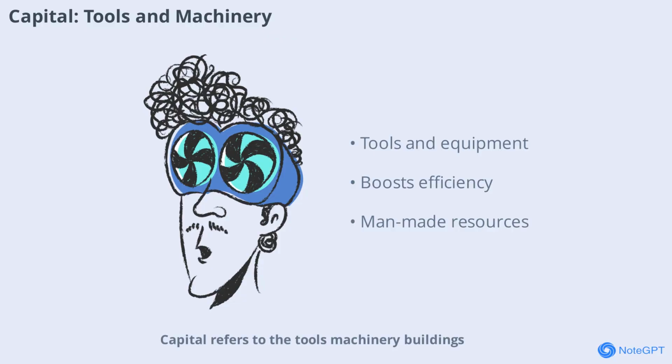Capital refers to the tools, machinery, buildings, and technology used in the production process. Unlike land, capital is man-made and designed to increase efficiency and output. Think of computers in an office, tractors on a farm, or assembly lines in a factory. Capital allows workers to produce more, faster, and often at a higher quality. It's a critical investment for any business aiming to grow and compete.